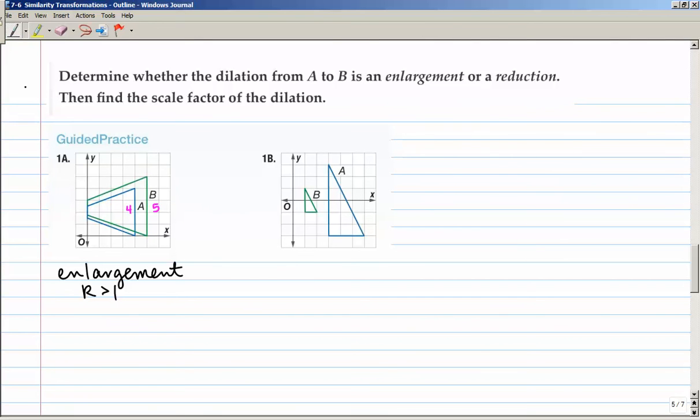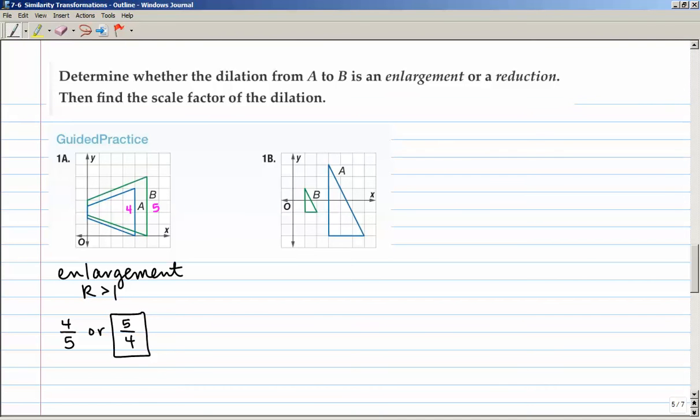So I could write two different proportions. I could write 4 over 5, or I could write 5 over 4, okay? And both of those represent the scale factor, but I need the one that's going to give me an enlargement. So I need to say 5 over 4, because that is greater than 1. Since this is an enlargement, the scale factor has to be greater than 1.